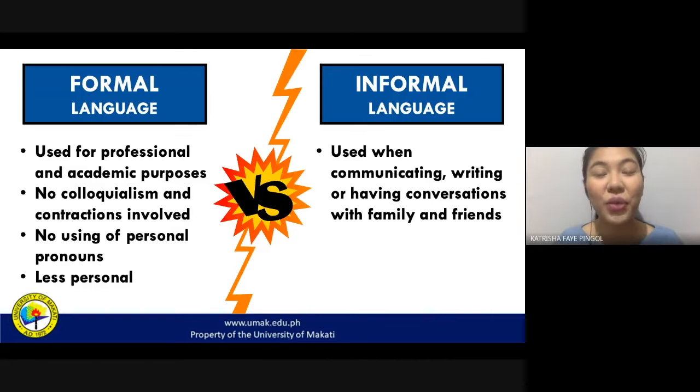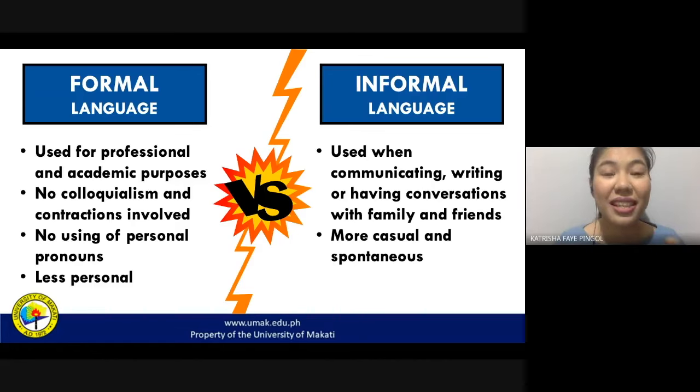Informal language is what we often use every day. These are words, phrases, sentences that we form whenever we communicate or write or even have conversations with our family and friends, or even people we are close with, people we get to interact with on a regular basis in a more casual manner. Like what I have mentioned earlier, it is more casual and spontaneous. You don't have to force it. You don't have to think too much about using this kind of language because it goes naturally because you use it every day. Unlike formal language, informal language is more personal.